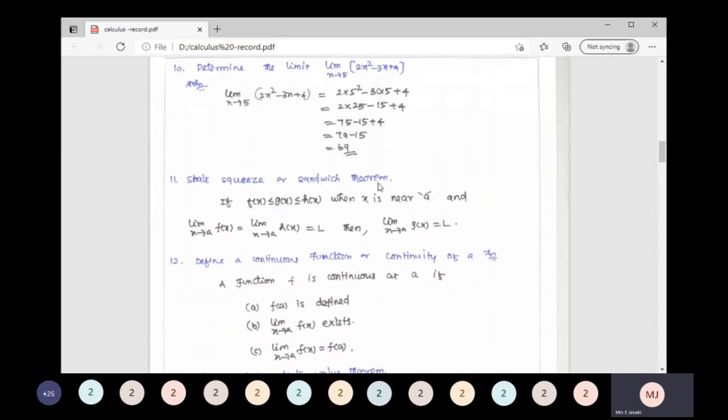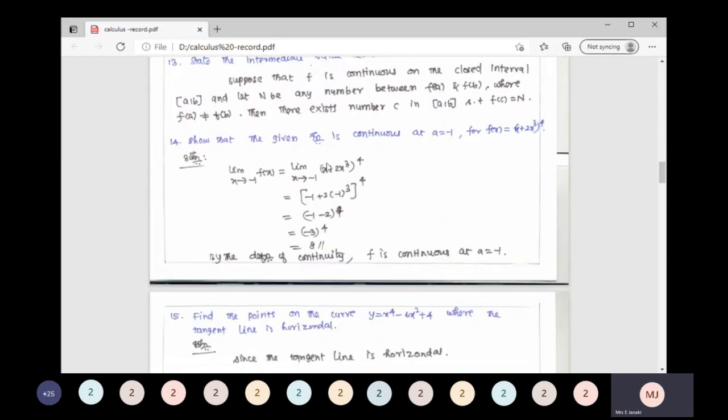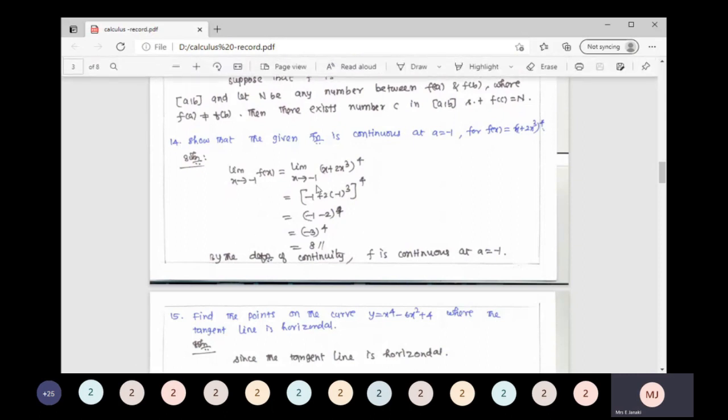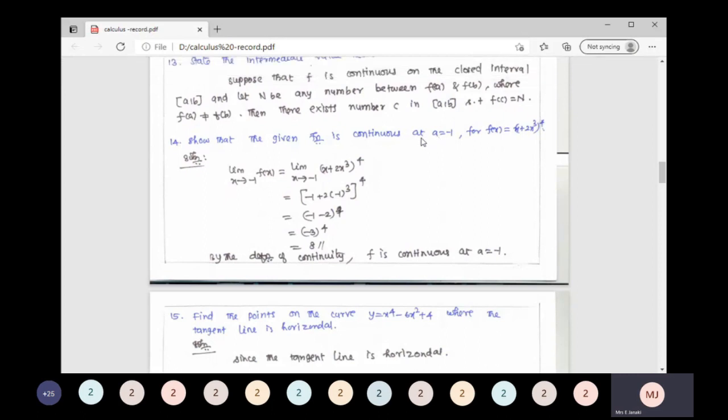Now, this is an example for continuity. Show that the given function is continuous at the point a is equal to minus 1, for the function f of x is equal to (x plus 2x cube) the whole power 4. So the point is given. You have to check at the particular point a is equal to minus 1.